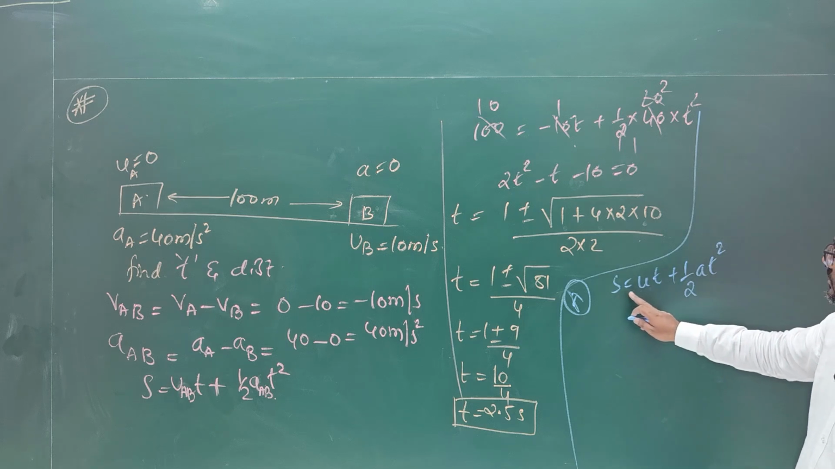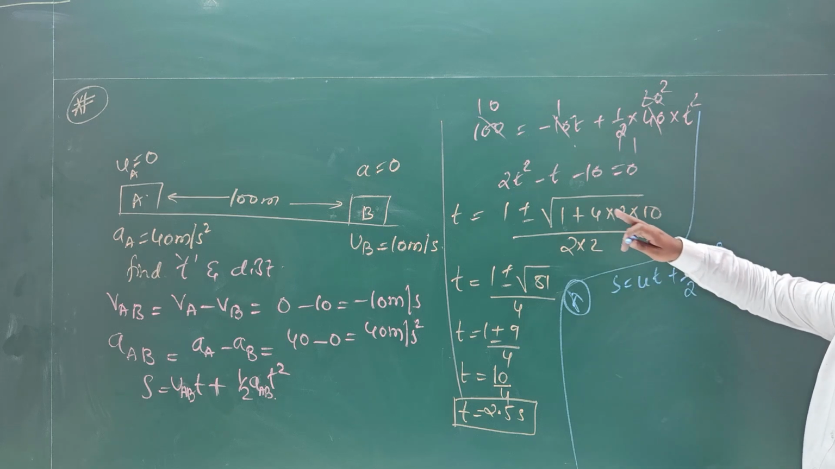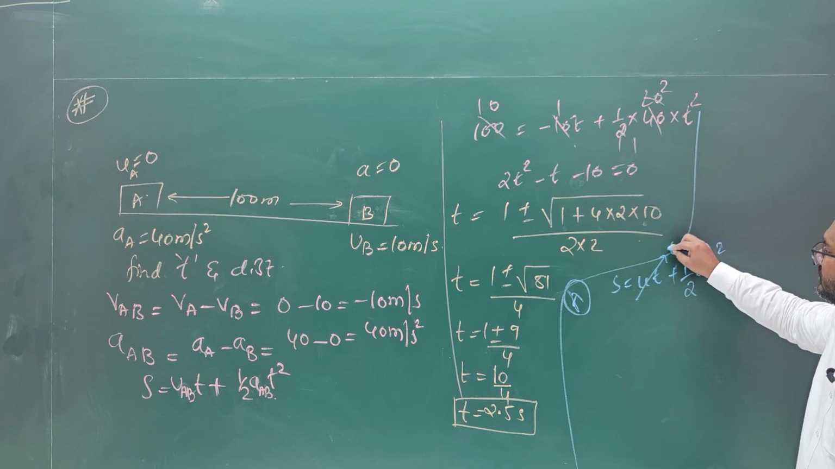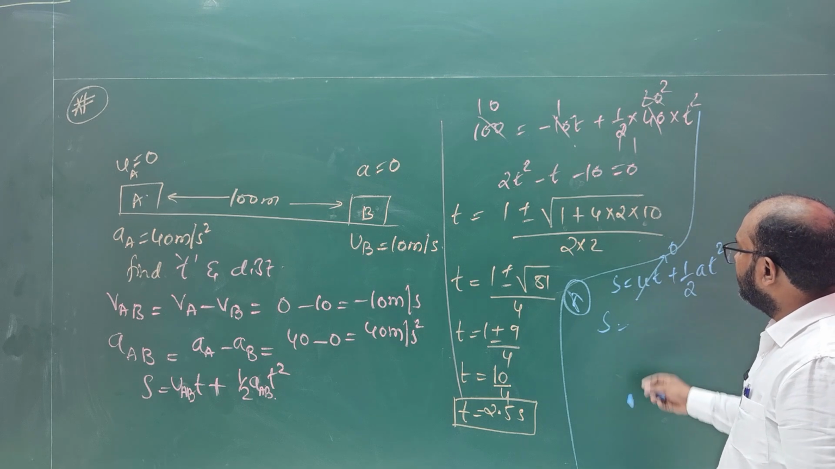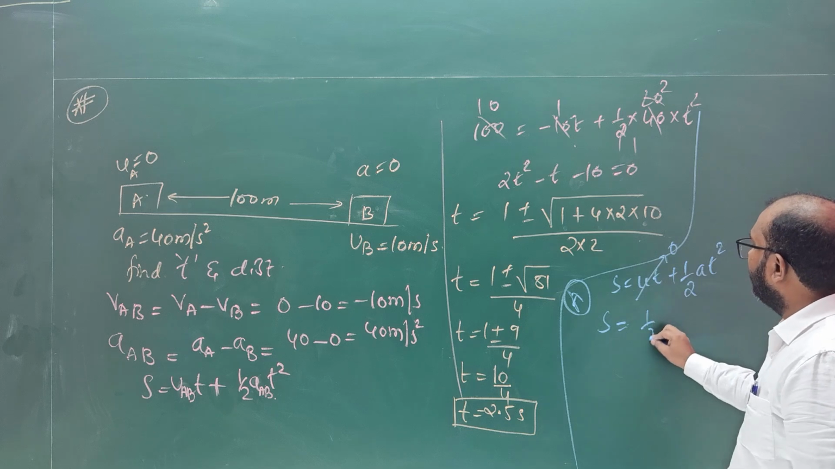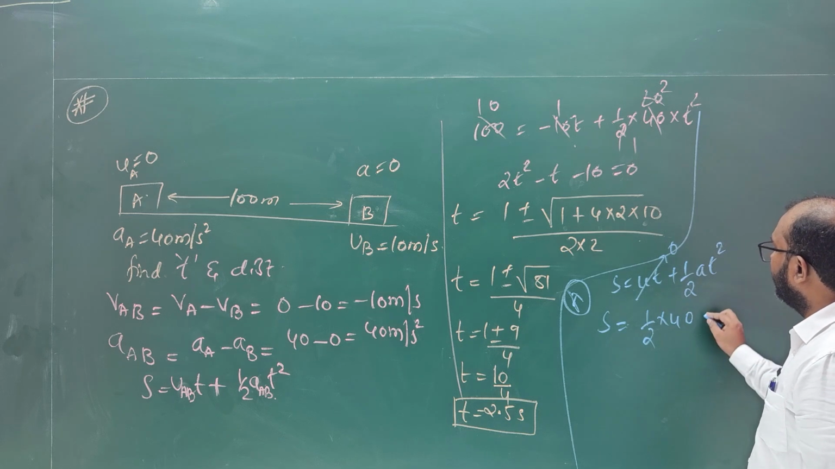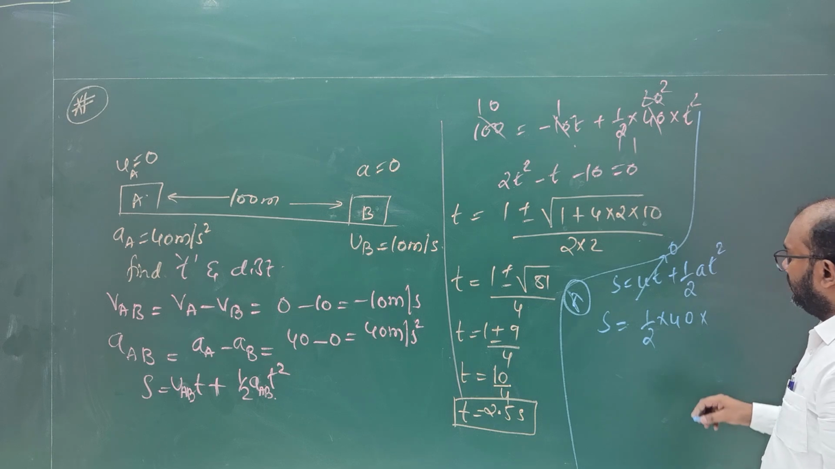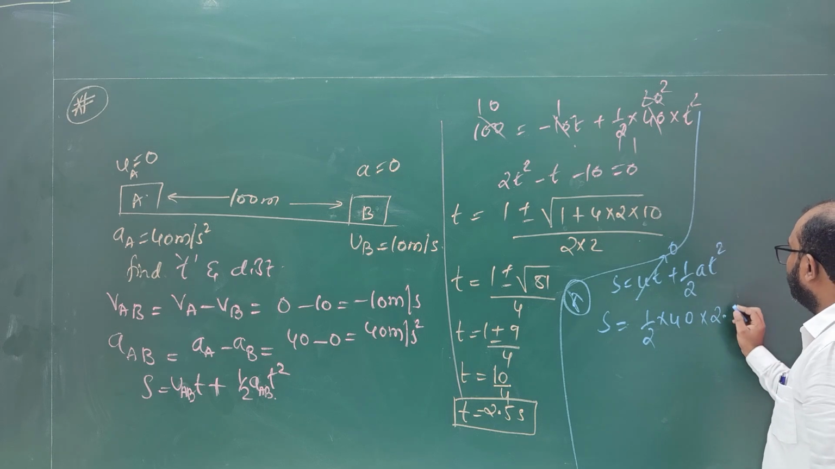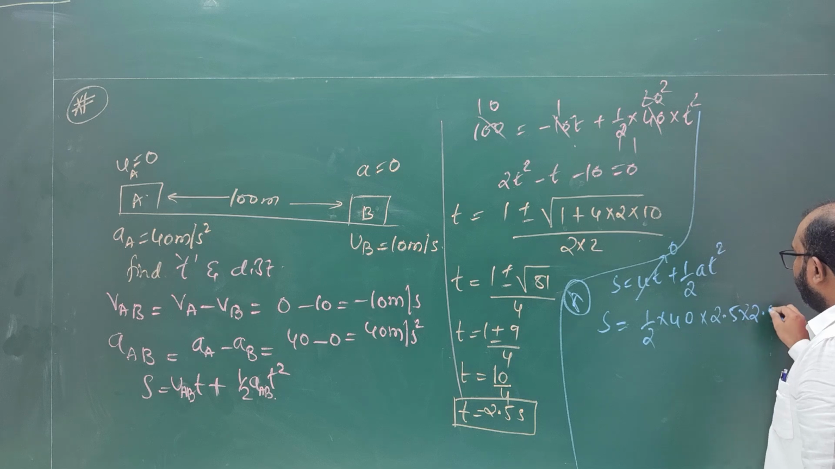Okay. Now s is equal to ut plus half at square. Initial velocity of body A is 0, so this becomes 0, or s is equal to half of the acceleration of body A, that is 40, into time, we got 2.5. So 2.5 into 2.5. Can I write like this?